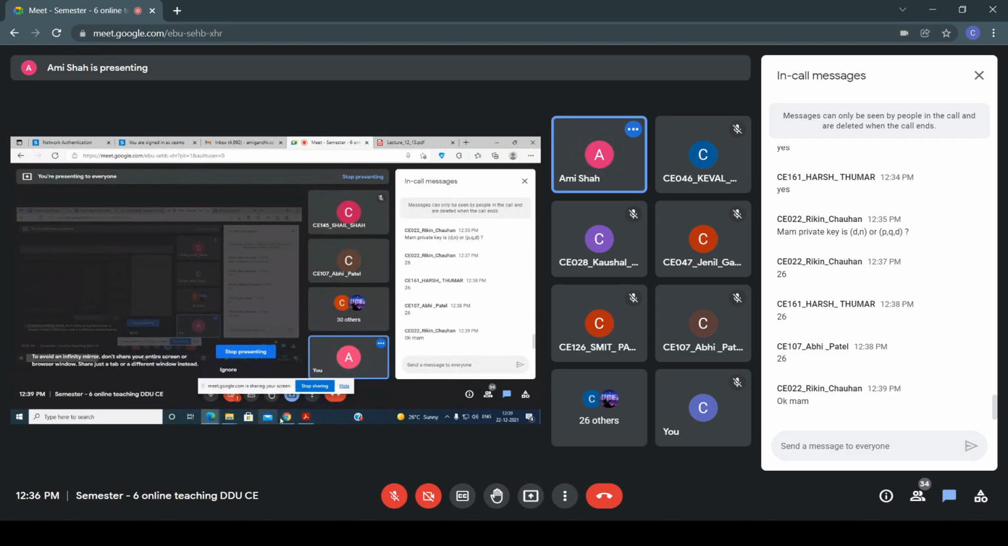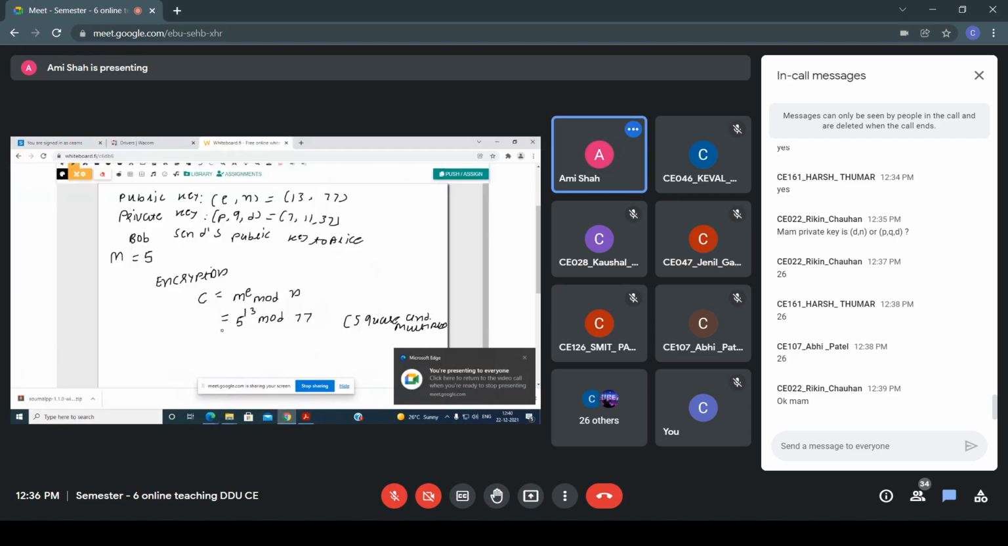The answer is 26. You are correct, everyone. So the answer that you are getting is 26. Now the encryption is done, so this ciphertext is sent to Bob. What will Bob do? Bob decrypts it with M equals C raised to d mod n. So now all of you again calculate using square and multiply. C is 26, raised to d which is 37, mod 77. So quickly do it and tell me the answer.